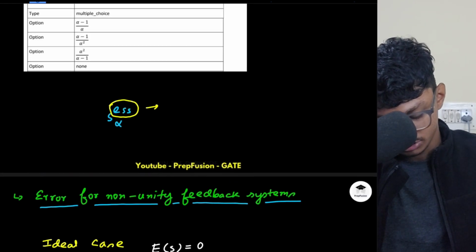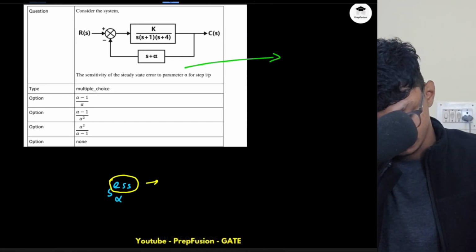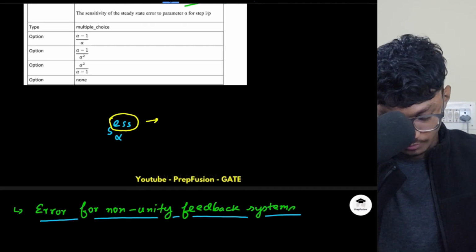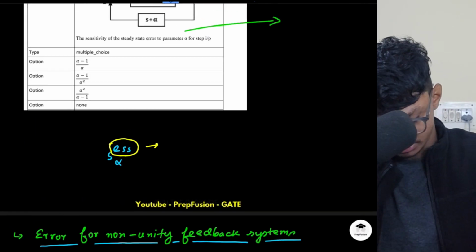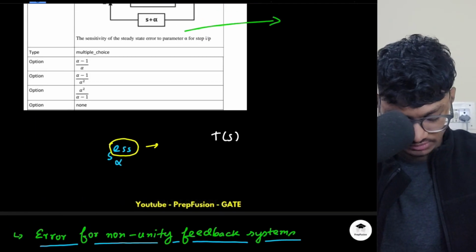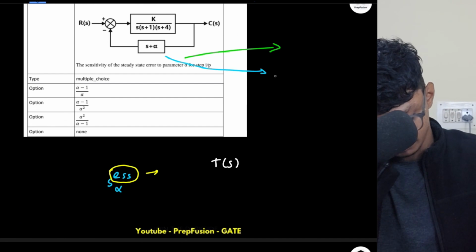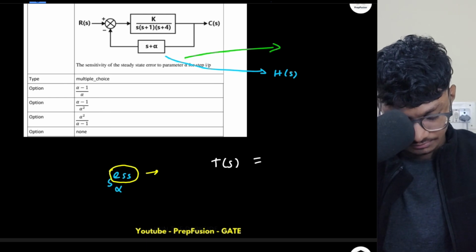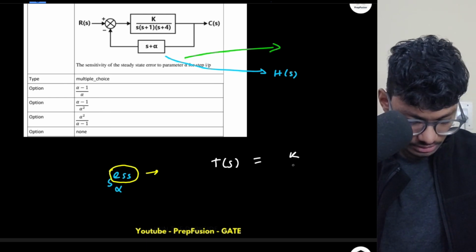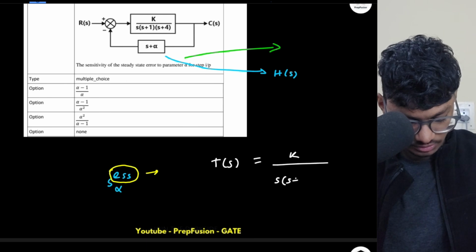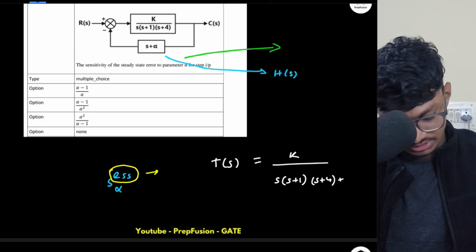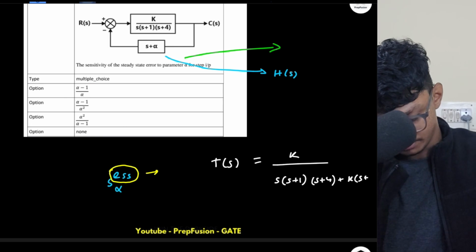So I need to find all these values. First of all, R of s is a unit step, right? They have told me with respect to step input. That is fine. So I need to find the transfer function. What is the transfer function? H of s is this simply. Transfer function will be K upon s into s plus 1 into s plus 4 plus K into s plus alpha.